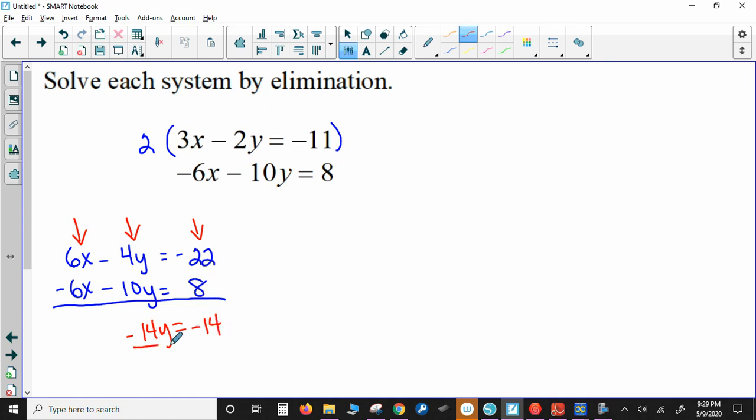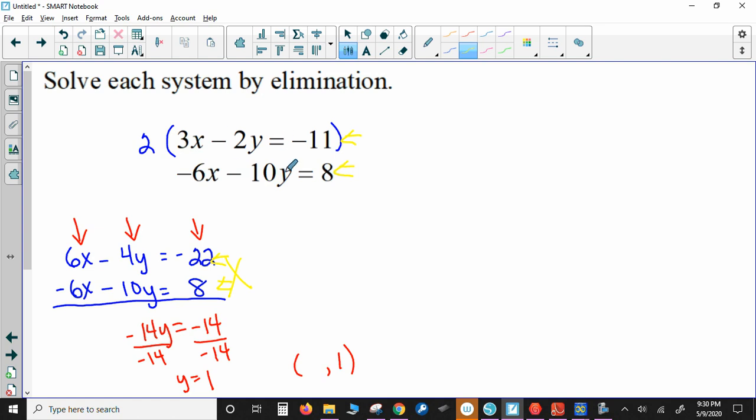Trying to get y by itself, so I'm going to divide both sides by negative 14. Negative 14 divided by negative 14 is 1. So on the left side, I've just got y. And on the right side, negative 14 divided by negative 14 is positive 1. So my final answer is going to be some ordered pair, and I just figured out that the y value is 1. All right, at this point, I can plug this value of y equals 1 into the top equation, the bottom equation, or either one of these. But I'll tell you what, I'm never going to pick one of these because I've already made it more difficult by multiplying. So I'm probably going to choose one of these.